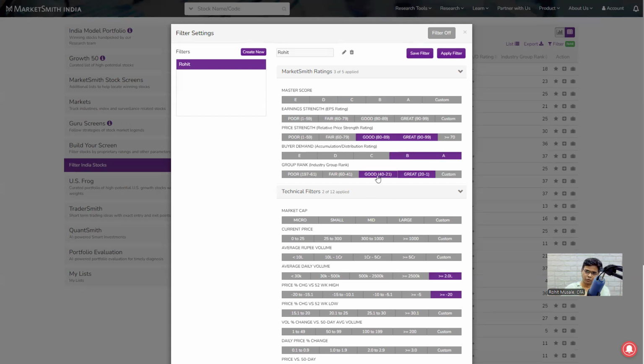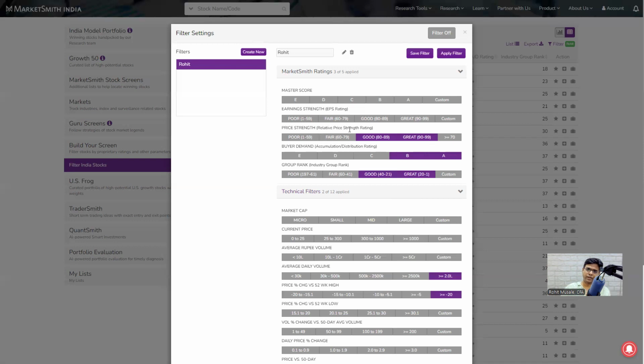Then group rank. There are a total of 197 industry groups, and the MarketSmith and William O'Neill team always recommend that you should always remain in the top 40 industries. Again, this is top 20 percentile. If you notice, top 40 industry groups means top 20 percentile of all industry groups put together. Now here you have to look at the 6-month performance of the industry. An industry is like an index of stocks within the industry. So let's say if an industry has given a return of 35%, all that means is that in the past 6 months, if you had bought all the stocks in the industry, you would have made 35% return.